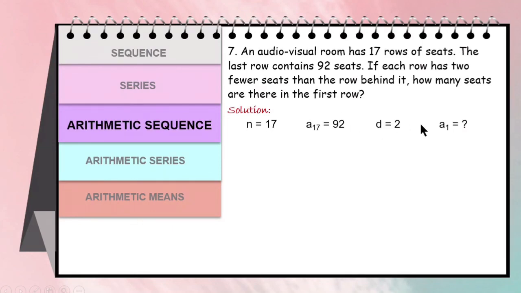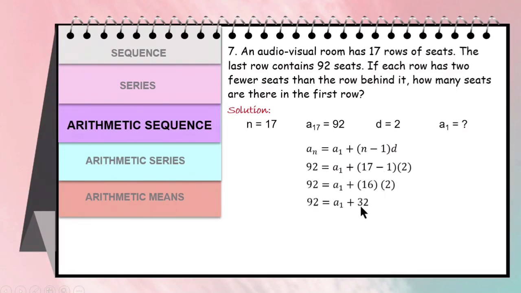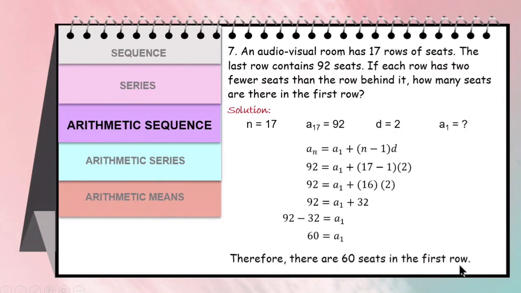Substitute these values. We have 92 equals a sub 1 plus 17 minus 1 times 2. 17 minus 1 is 16, and 16 times 2 is 32. Transpose 32 to the left side and subtract it from 92. 92 minus 32 is 60. Therefore, there are 60 seats in the first row.